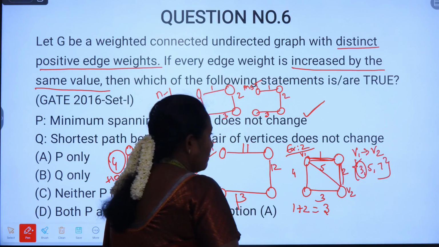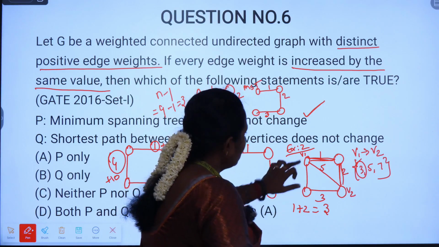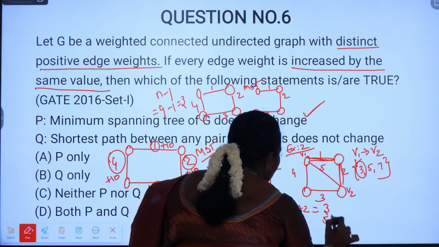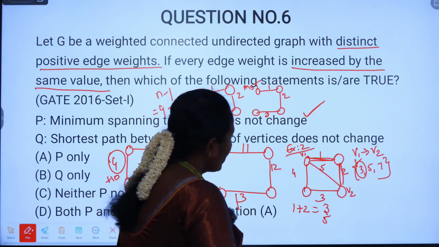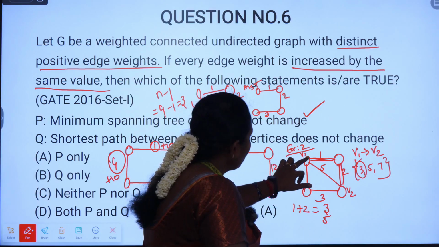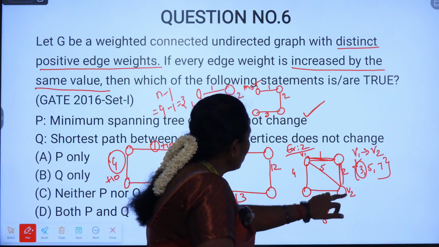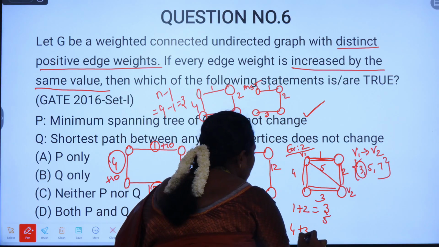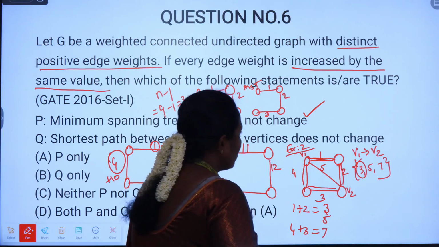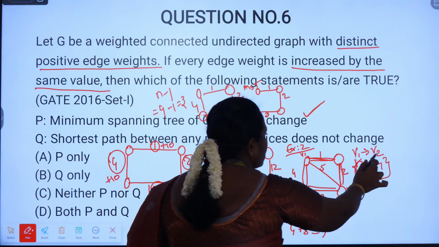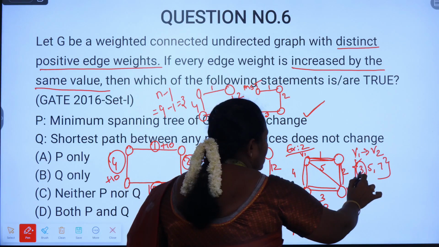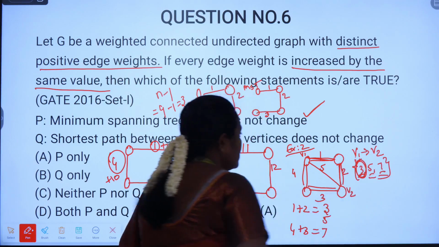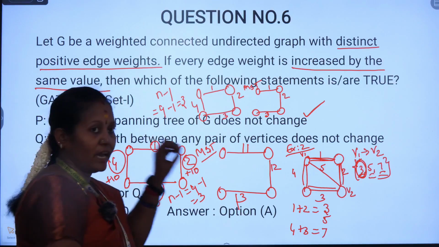This is one path. Another path, you can reach directly, that is 5. Another one is via here, V1 to V2, that is 4 plus 3, equal to 7. So the ways we can reach V1 to V2 have lengths 3, 5, 7. The shortest path is 3. This is the actual problem.